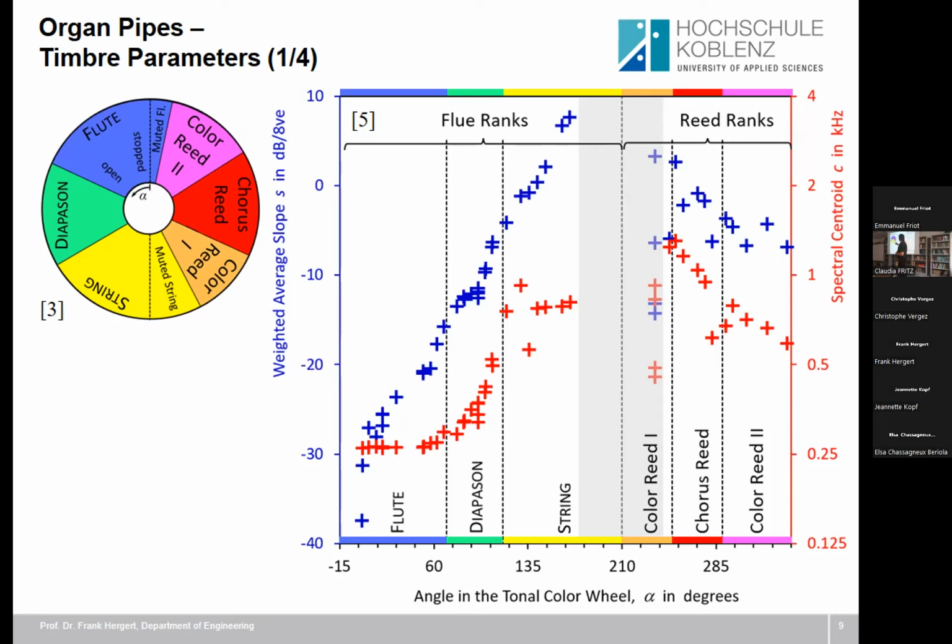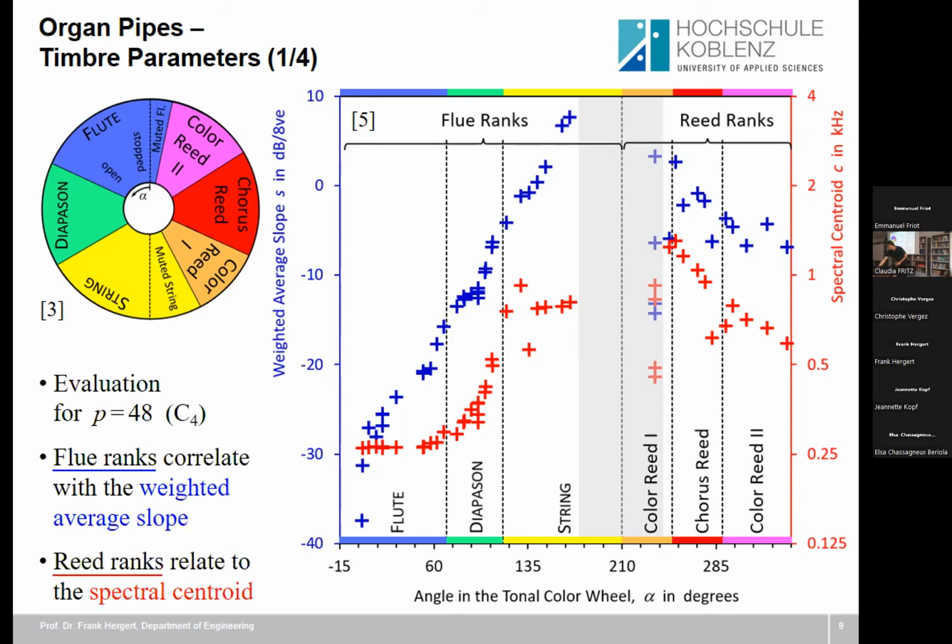And what I did, I compared my measurements, so the data extractions, with the angle on this color wheel. So we see there is an angle, it's 0 at top, and then we go around 360 degrees. And if I do this, I can plot all my flutes, diapason, and strings. We call this flue ranks, underlined in blue. And you see my flue ranks correlate very well, almost linearly, with a parameter which I call weighted average slope.